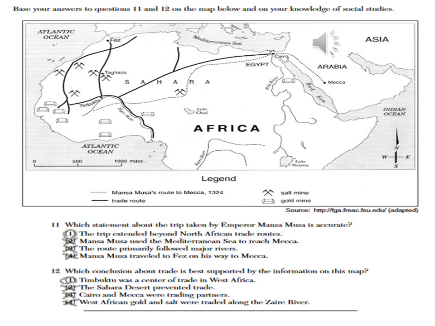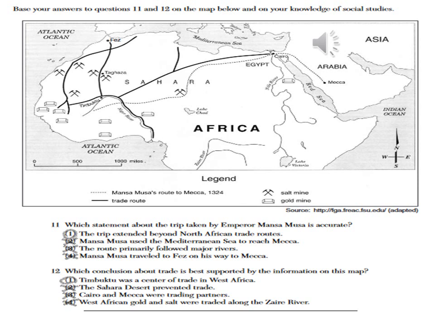Number 4, Mansa Musa traveled to Fez. If you see Fez on the map, it doesn't correspond to his route, so it's wrong. So number 1 is the only one that makes sense. Trip extended beyond North African trade routes, so it went beyond North Africa to reach Mecca, and we have to move on to number 2. So number 1 is the right answer for number 11.